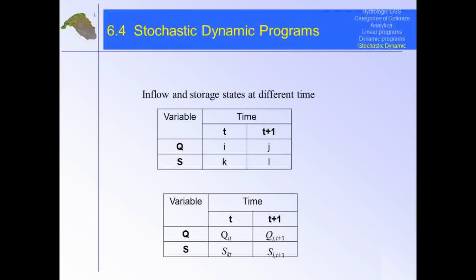Whereas for the storage, at time t, we are going to denote the storage state as K, so S_K,t. And at time t plus 1, in successive periods, we're going to denote it as L. So you do have S_L,t+1 for the storage state. Now, we are going to represent the release.